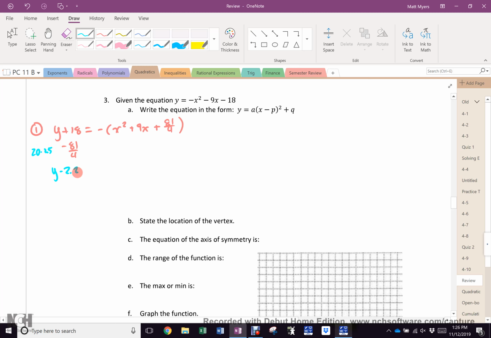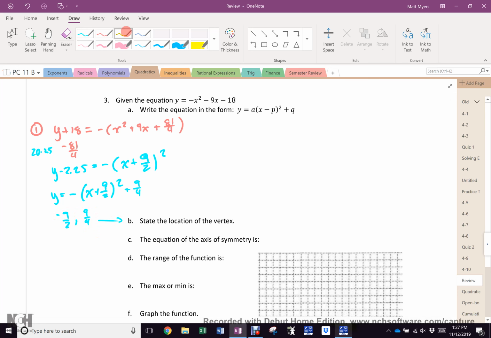Y minus 2.25 equals negative x plus 9 halves squared, yes? Y equals negative x plus 9 halves squared plus 9 fourths. So what's your vertex? Negative 9 halves, 9 fourths. Oh, wait, that's B. Sorry, I just wanted it in the form first. That's going to go right there.